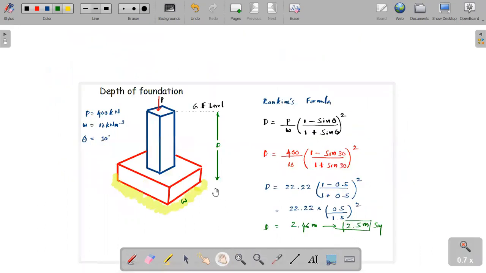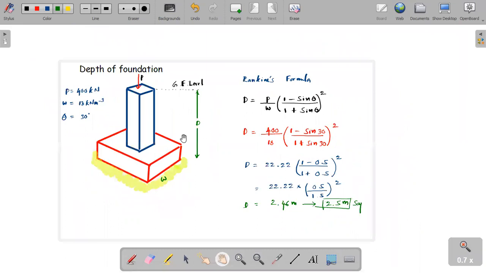This is the way to find the depth of the foundation. In another video, I will show how to find this structural load, how to find the density of the soil, and how to find this theta, the angle of repose.